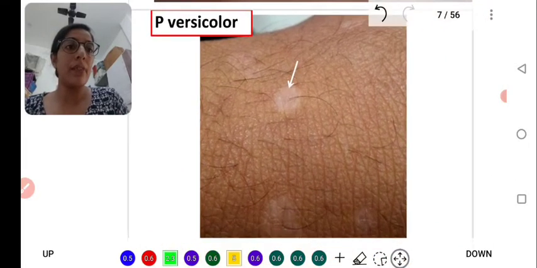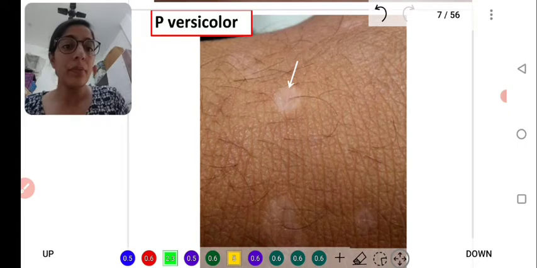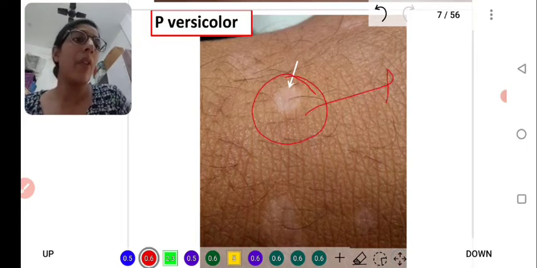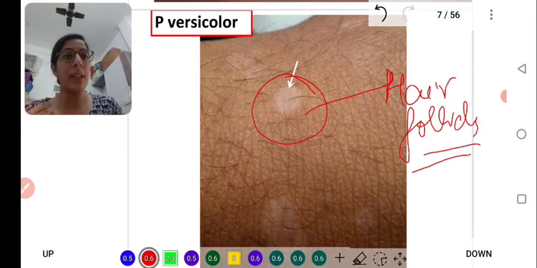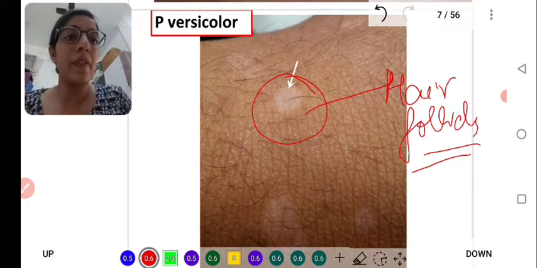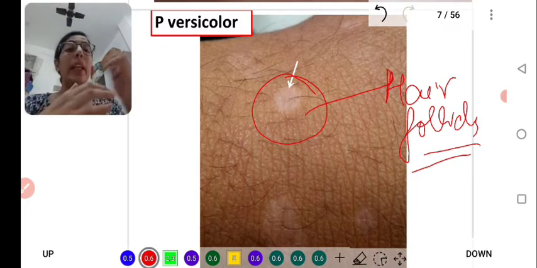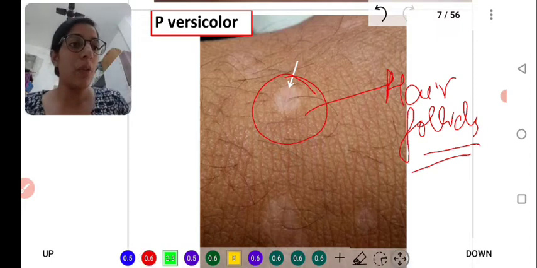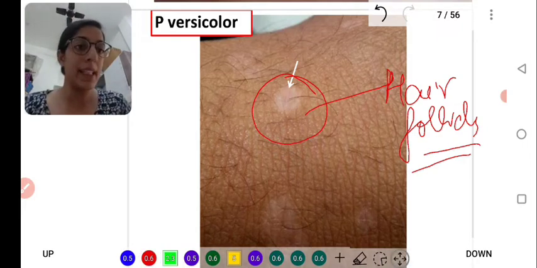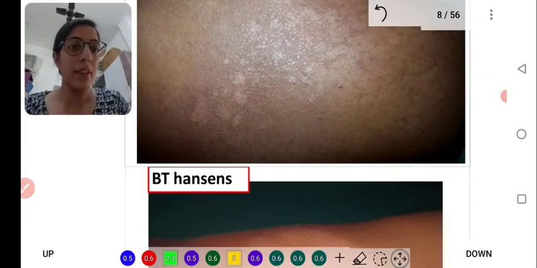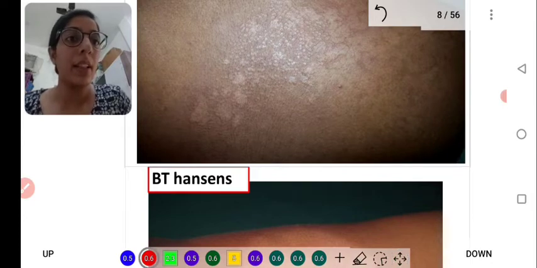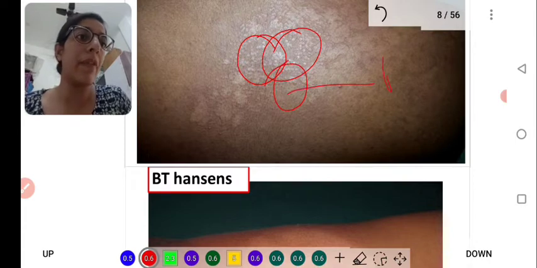This is pityriasis versicolor, when there are hair follicles involved. Okay, these are the hair follicles. The area around the hair follicles is involved, with some kind of itching also present, and some kind of scales are present. These scalings are present only with itching. These are known as furfuraceous scales or branny scales. These are the questions. Here you can see that some small follicular areas are involved. This is the perifollicular area.